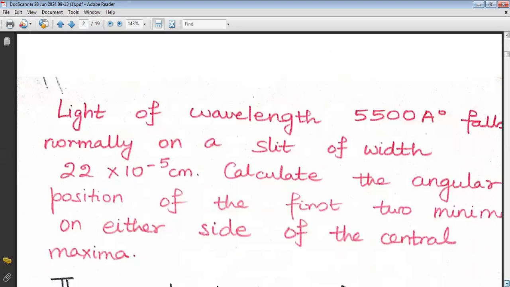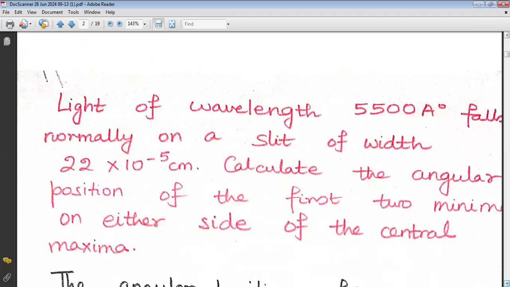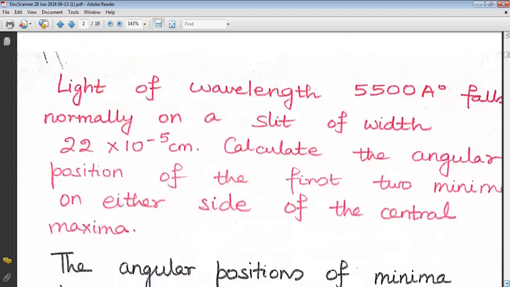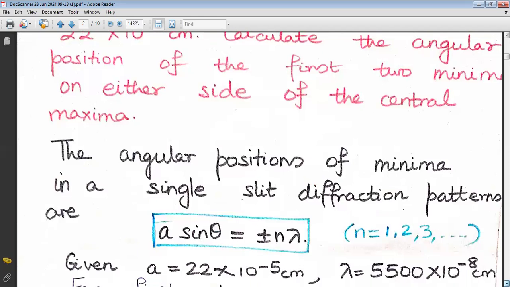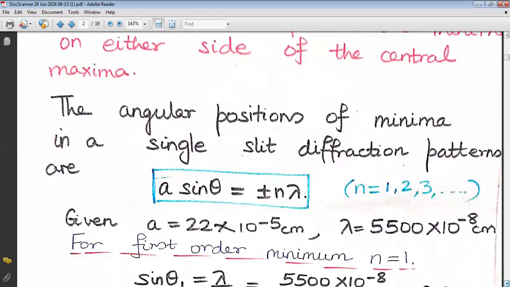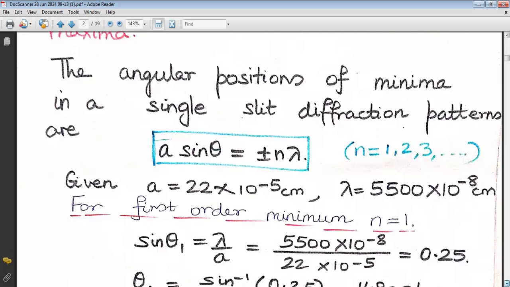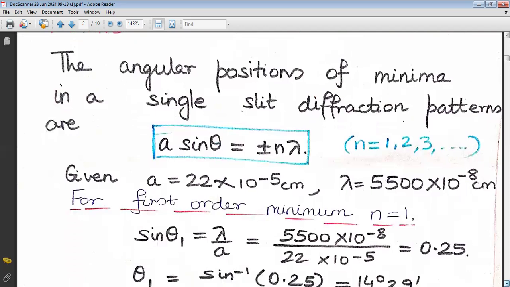Now, light of wavelength 5500 angstrom falls on the slit of width 22 into 10 to the power of minus 5 centimeter. You have to find the position of the first two minima on either side of central maxima. The angular positions of the minima in a single slit diffraction pattern are given by a sine theta is equal to plus minus n lambda, where n is 1, 2, 3. Now a has been given as 22 into 10 to the power of minus 5. Lambda is 5500 into 10 to the power of minus 8.